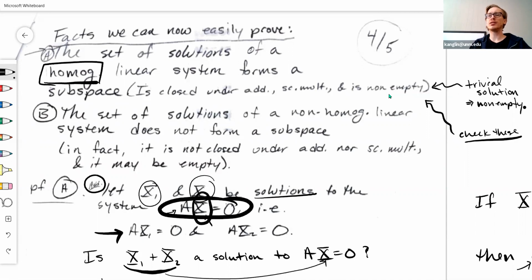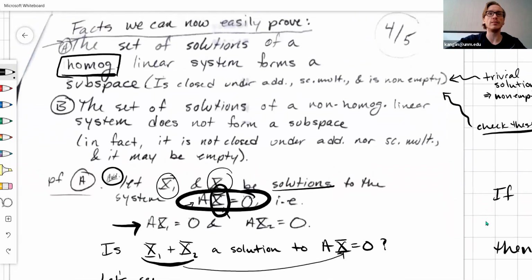There we go. We've checked all the boxes, right? We have shown closure under addition, closure under scalar multiplication, and that it's non-empty. Perfect. We've shown that the set of solutions to the homogeneous linear system forms a subspace.